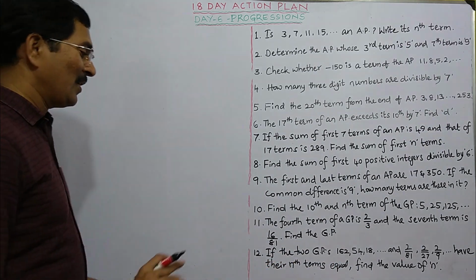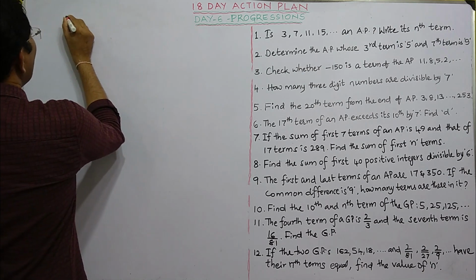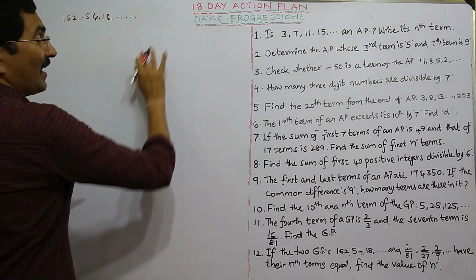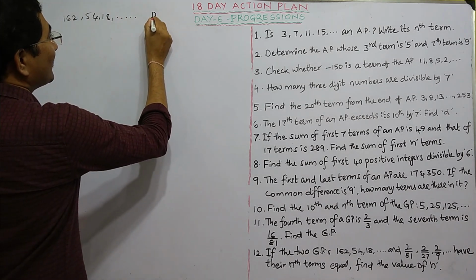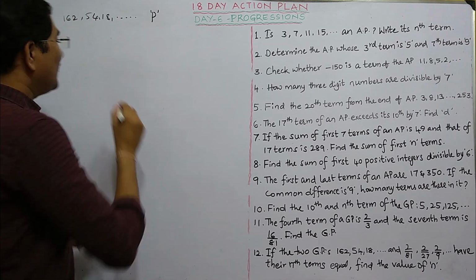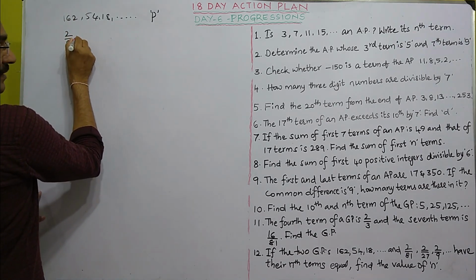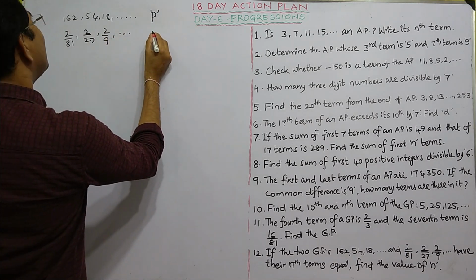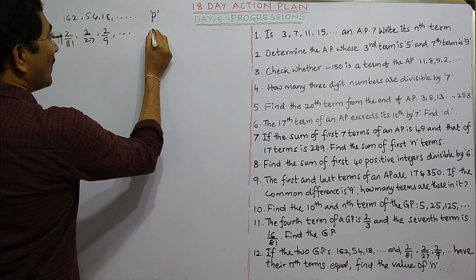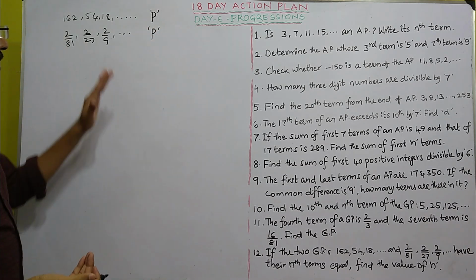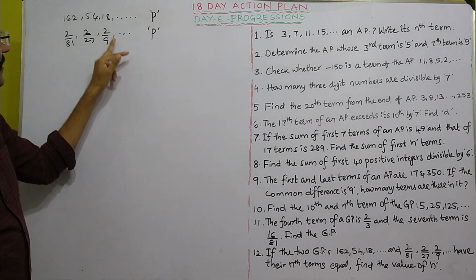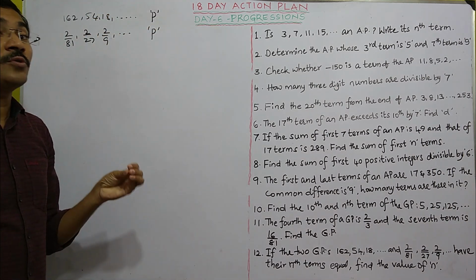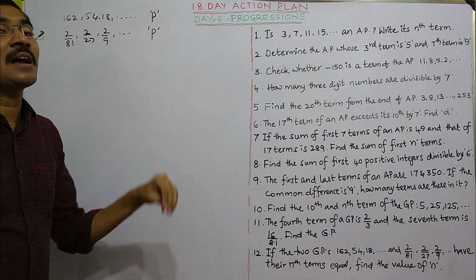What an interesting problem. You see there are two GPs. One is 162, 54, 18, and so on, and there is an nth term P, let us think. And in the second GP, which is 2 by 81, 2 by 27, 2 by 9, and so on, there is also an nth term which is also P. That means the nth term of this progression and the nth term of this progression, that means the roll numbers of both are the same. So not only the roll numbers, but the terms are also the same.